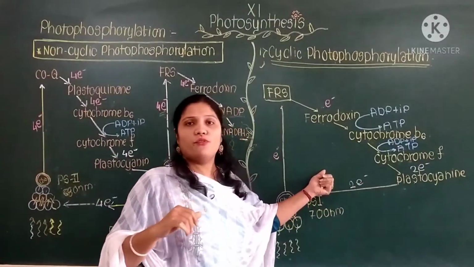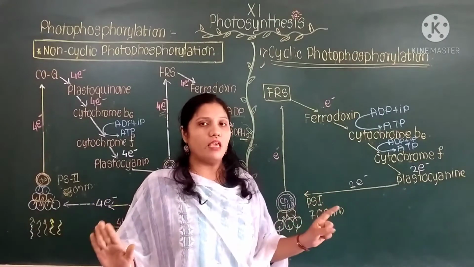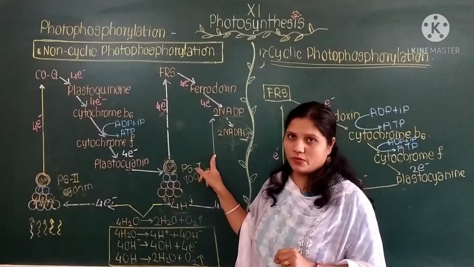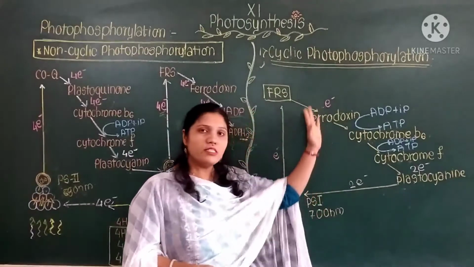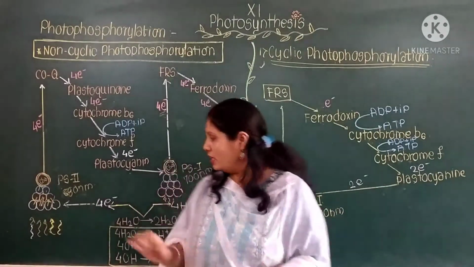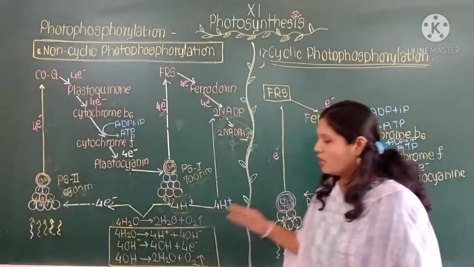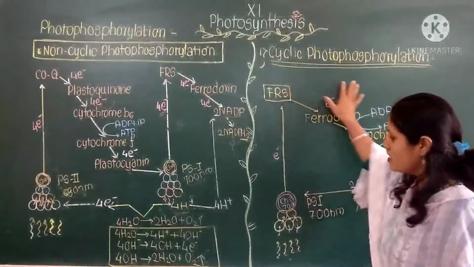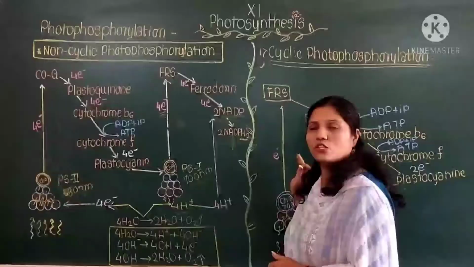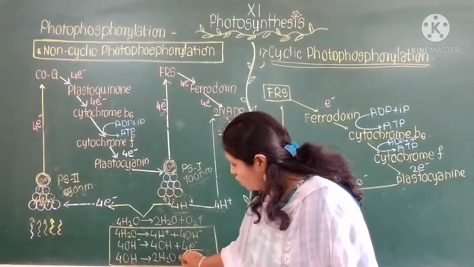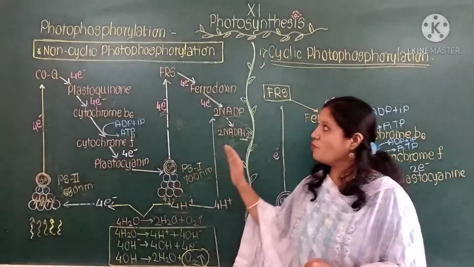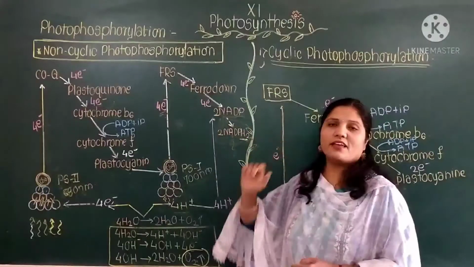In cyclic photophosphorylation, there is no NADPH2, but in non-cyclic photophosphorylation, NADPH2 is produced. In cyclic photophosphorylation, there is no photolysis of water, no breaking of water molecules, but in non-cyclic there is a breaking of the water molecule. In cyclic photophosphorylation, oxygen is not evolved in this process, but you can observe that oxygen is evolved in the non-cyclic process. So these are the distinguishing points between cyclic and non-cyclic photophosphorylation.